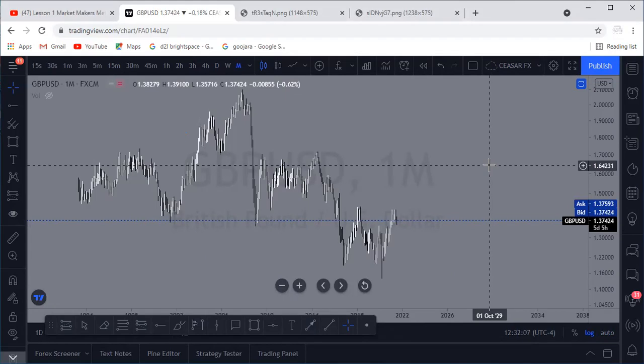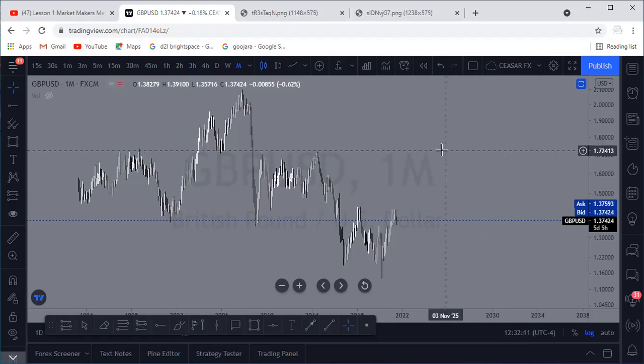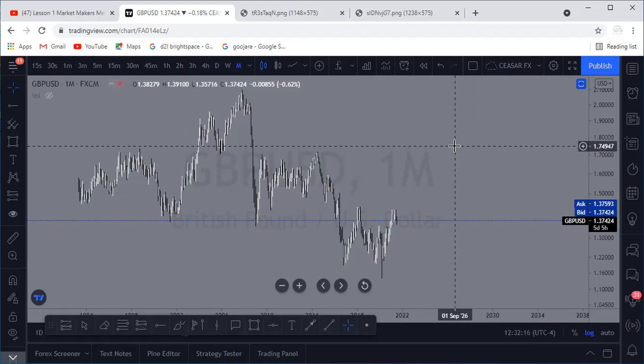This is the monthly chart. I'm here to analyze this pair with you guys. As you know, tomorrow the market will open, so now I'm trying to check what is going to happen.